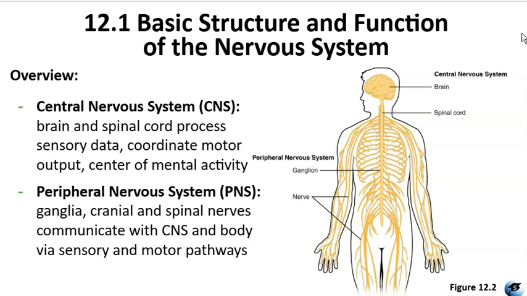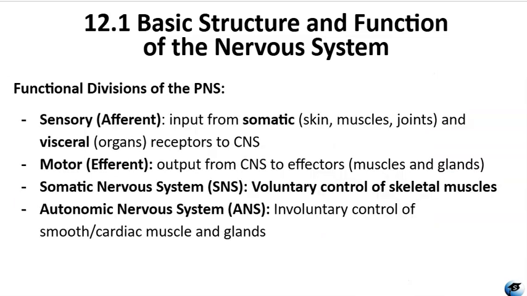The sensory, also known as afferent division, which transmits information from sensory receptors to the CNS, and the motor, also known as efferent division, which carries signals from the CNS to the effectors like muscles and glands. Sensory input originates in somatic receptors located in the skin, muscles, and joints, as well as in the visceral receptors within internal organs. The motor division includes both the somatic nervous system, also known as SNS, and the autonomic nervous system, also known as ANS.